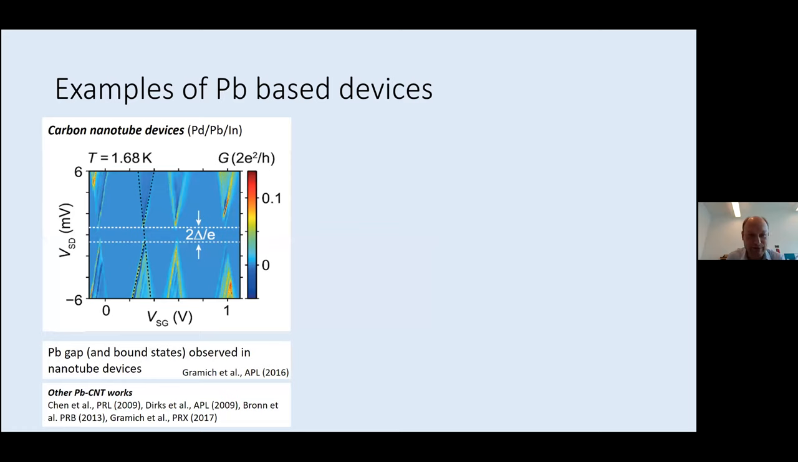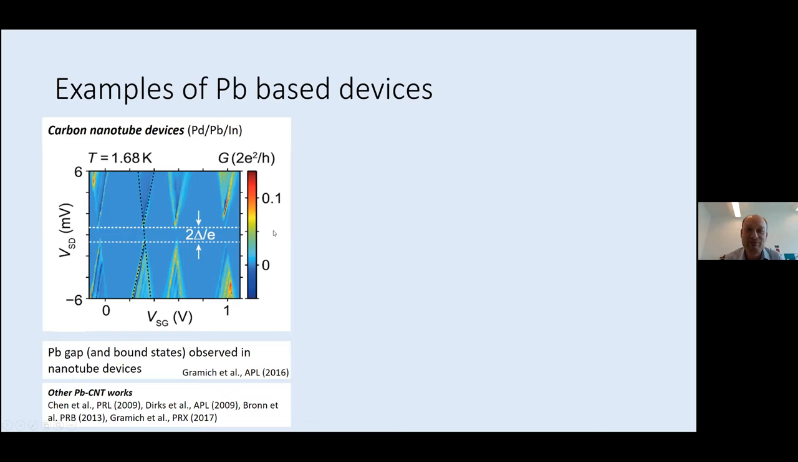So what has been done before on lead? Maybe I should also give an idea on that. Within quantum transport, people have also worked on carbon nanotubes, for instance, and also on graphene and point contacts. But here is just an example that with a carbon nanotube you can also see a lead gap, using this kind of material from the Schoenenberger group. And they deduced around 1 meV, and they could also observe bound states.